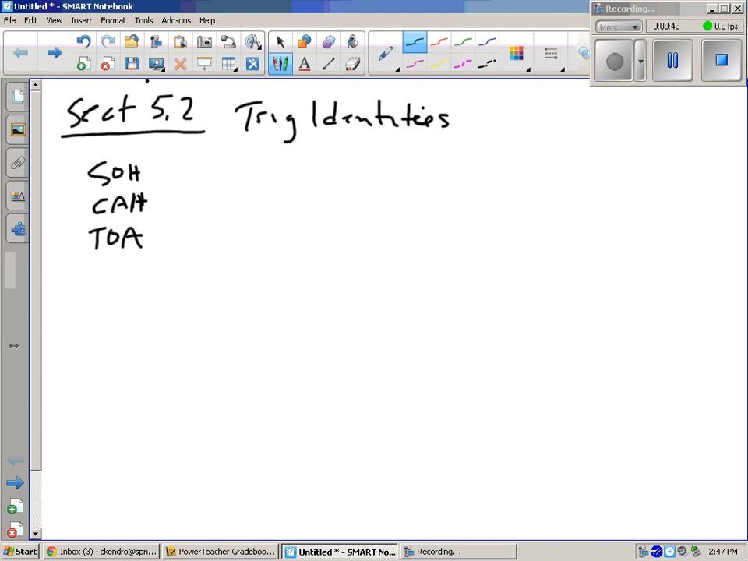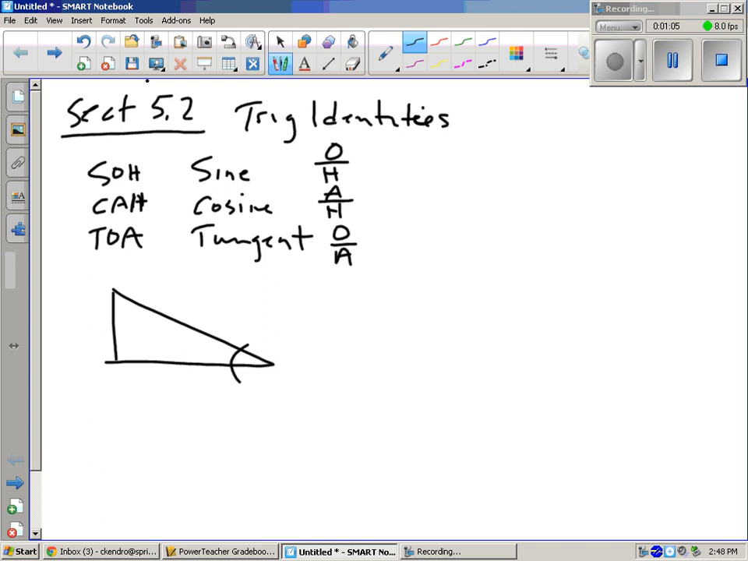SOHCAHTOA stands for sine, cosine, and tangent, and it deals with the triangle. Sine is opposite over hypotenuse for the ratio. Cosine is adjacent over hypotenuse and tangent is opposite over adjacent. So on a triangle, here's our angle, we'll call it angle A. Here we have little a. Here's angle C, and here's angle B. And then here is little c, and here's little b.